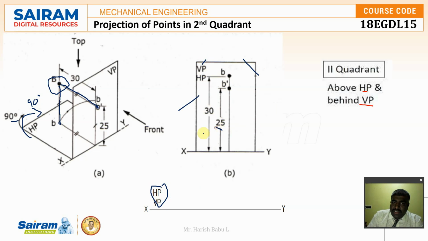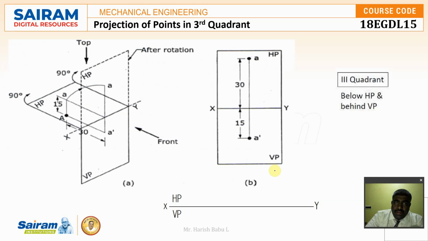You can see the dimensioning. So dimensioning, I used a unidirectional dimensioning over here. Coming to third angle projection. So third angle projection, the third quadrant, the definition will be below HP and behind VP. So the object is kept over here.